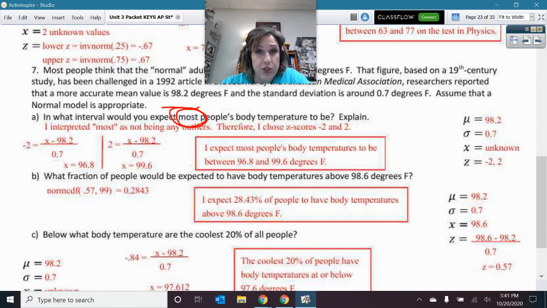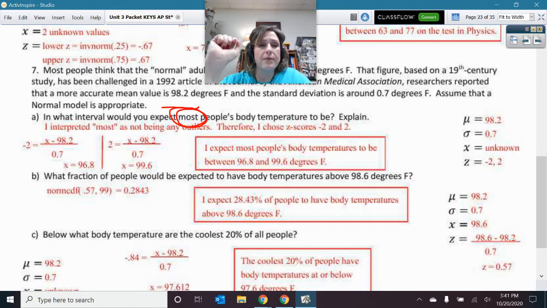So, what does that mean? Like majority? So, we're saying over 50%. I interpreted it as, and I don't think you would be asked to have something ambiguous such as this. If that's the case, if most was open to interpretation, then on the AP, you would just explain what your interpretation was, and then you would show the work for that, and you would get credit for it.